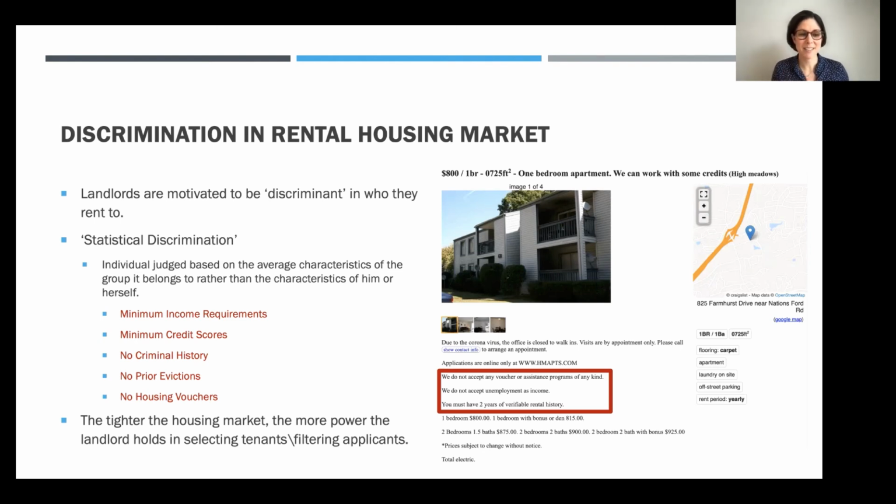And so we came up with this list of, so there are minimum income requirements, minimum credit scores, no prior criminal history, no prior evictions, and no, they do not accept housing vouchers. And so in a tighter housing market, landlords have a lot more power in selecting out which tenants can live or can rent that property.